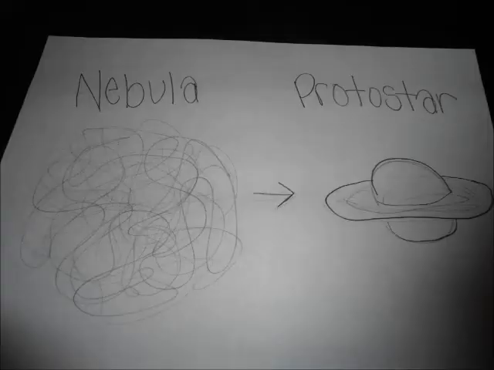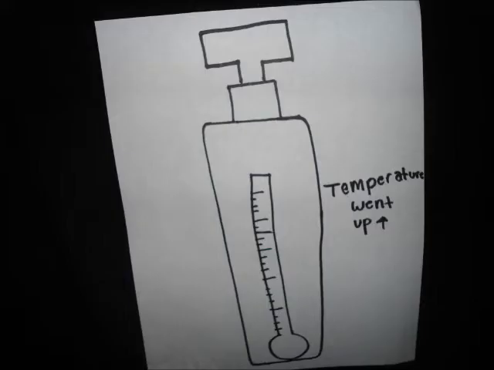More matter is pulled into the protostar, so there is more gravitational energy. This energy gets changed into heat energy, just like the bottle pumper activity.